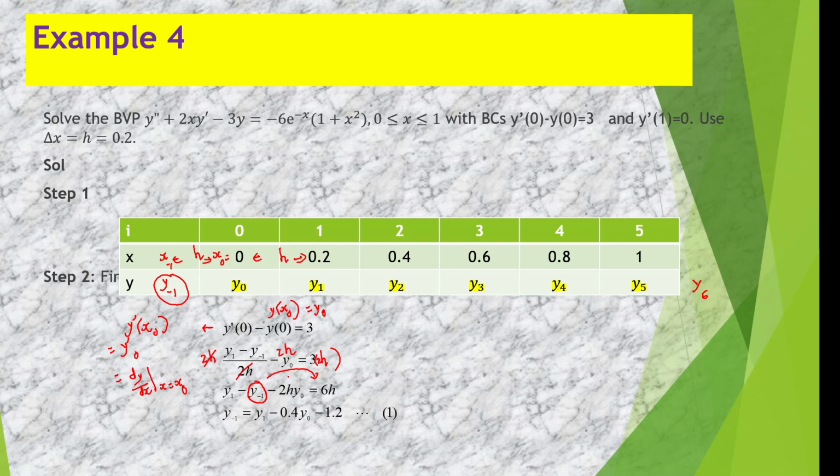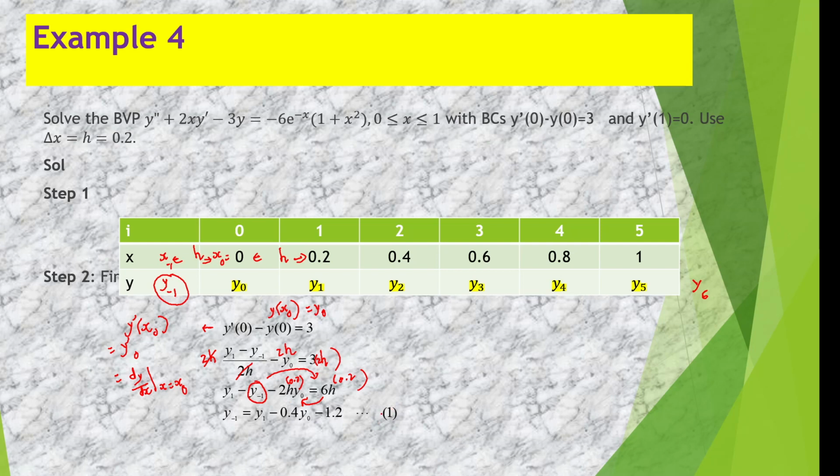Because replace h by 0.2. So in this one, replace h by 0.2. So 6 times 0.2, you get 1.2. Okay, collect to here, meaning bring y minus 1 to the other side. So 6h goes to the left side. That's why it's minus 1.2.